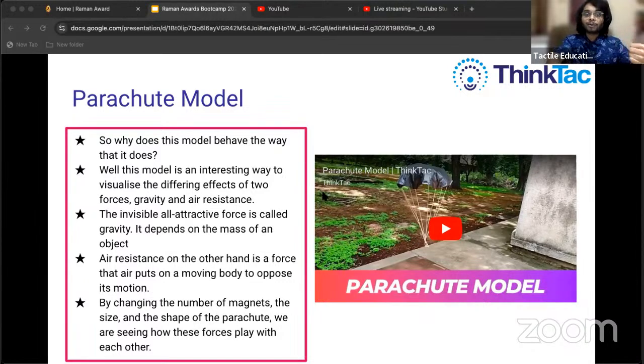And the more the mass of the object, the more the force of gravity will act on it. So the heavier our parachute is, the more weights we add to our parachute, the more it will fall down.